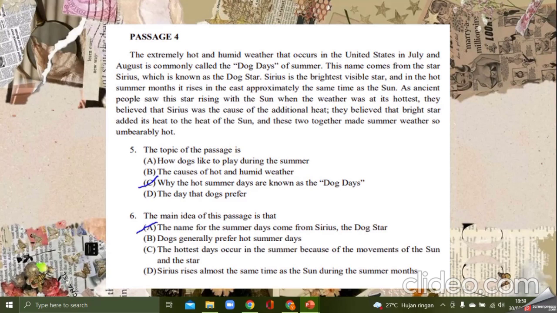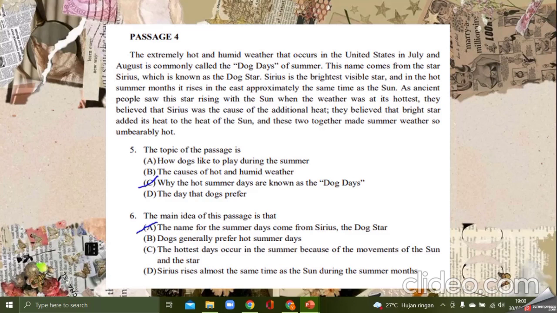This name comes from the star Sirius, which is known as the dog star. Sirius is the brightest visible star, and in the hot summer months it rises in the east at approximately the same time as the sun. Ancient people saw this star rising with the sun when the weather was at its hottest. They believed that Sirius was the cause of the additional heat. They believed that the bright star added its heat to the heat of the sun, and these two together made summer weather so unbearably hot.